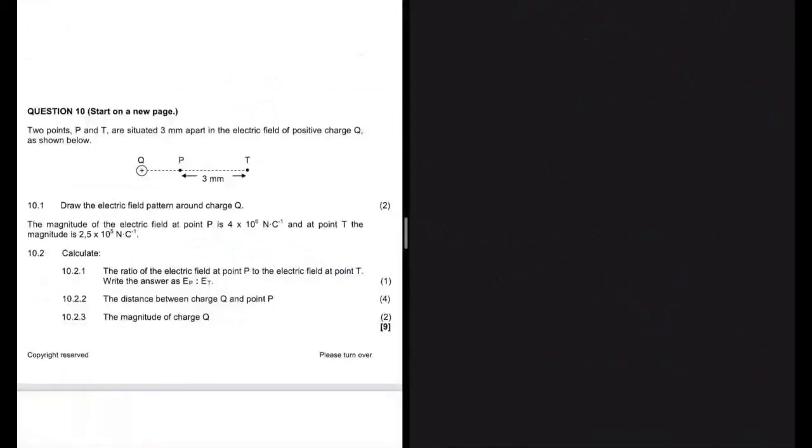As you can see here, we have 2 points P and T that are situated 3 millimeters apart in the electric field of positive charge Q as shown below. Yeah, it's easy to see. And then for 10.1, the question says let's draw the electric field pattern around charge Q. Clearly, charge Q is positive, so the electric field lines should be radiating outwards, right? So in your answer book, we should see something of this manner.